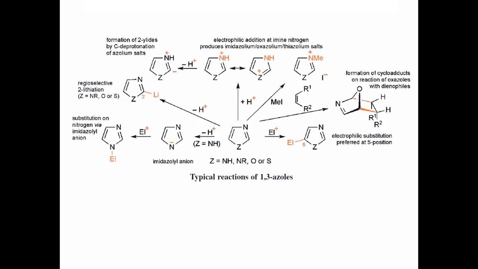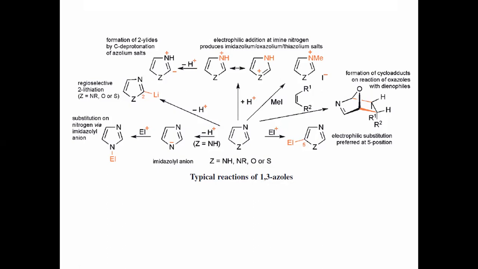So oxazole can act as a diene. This is a diene and this is a dienophile. Oxazole is a very good molecule which shows the furan-type addition reaction, that is 1,4 addition reaction.